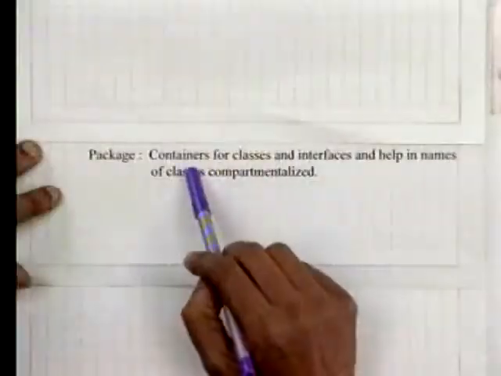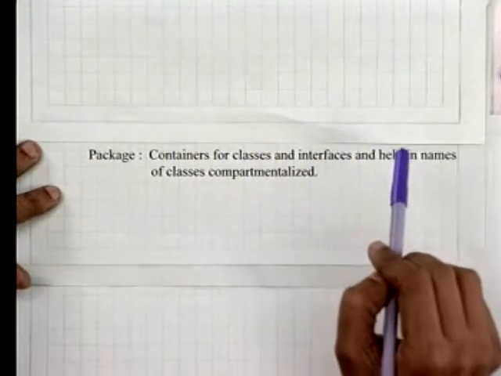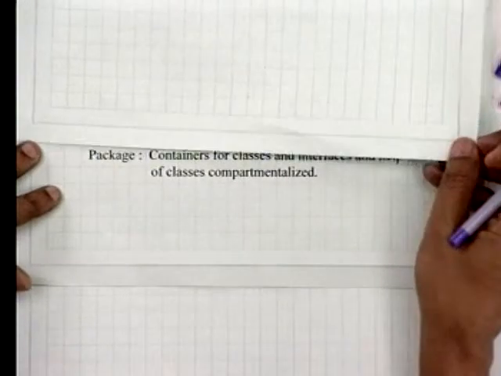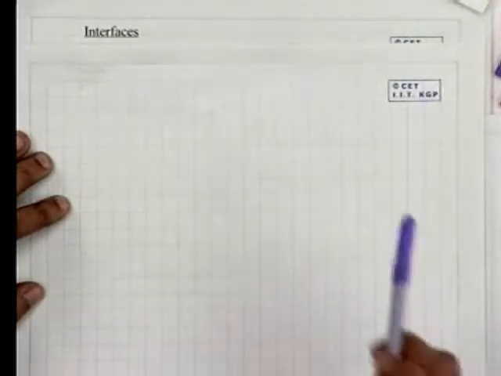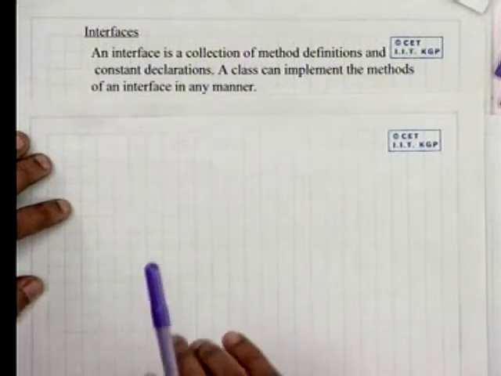While defining the package in the last lecture, we said that a package is a container for classes and interfaces, which helps keep the names of classes compartmentalized. Now, in this lecture, we will look into what an interface is, what its utilities are, and how interfaces can be implemented. So, by definition, what do we mean by an interface?